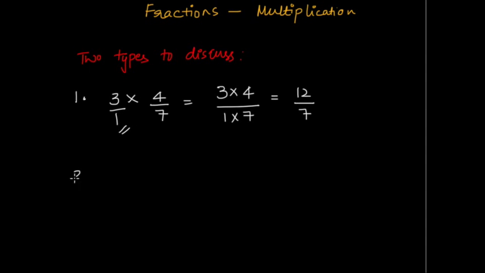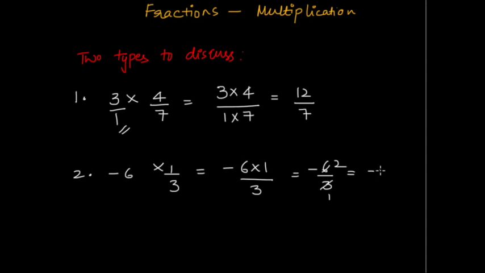Suppose you had another one like negative 6 times 1/3. What do you do in this case? You just do negative 6 times 1, so you multiply the numerators and divide by the denominator. That is negative 6 by 3. If you simplify this, 3 times 2 gives you 6, so that gives you negative 2.